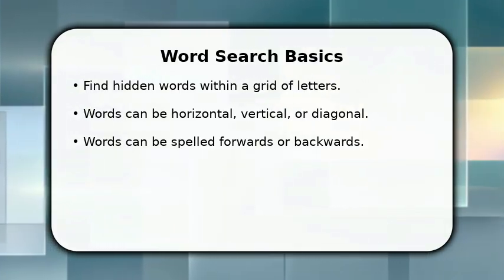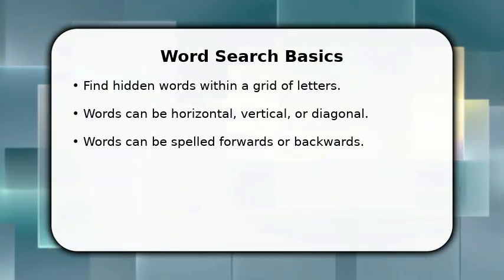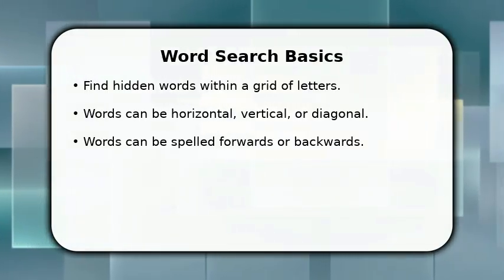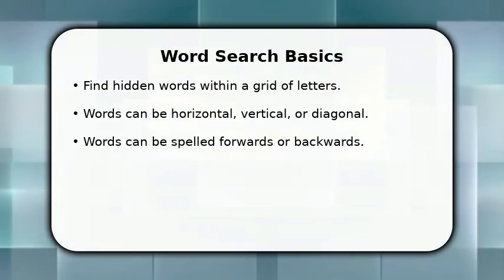Words can be hidden in 8 different directions, horizontally, vertically, or diagonally, and they can be spelled forwards or backwards. As you find each word, mark it off your list and highlight it in the puzzle.